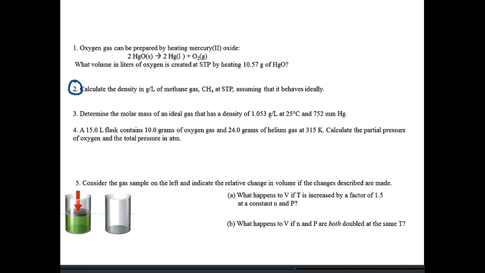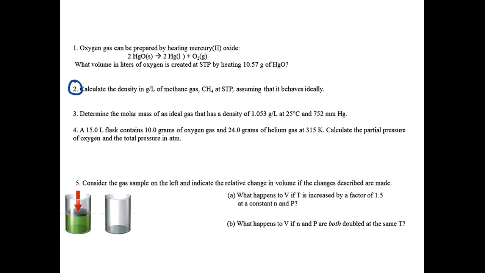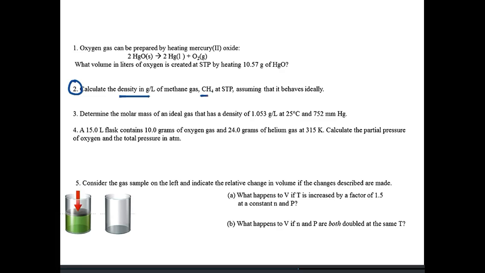Number 2, calculate the density in grams per liter of methane gas, CH4, at STP, assuming it behaves ideally. So that implies to you that you should be using the ideal gas law to answer this question. Now we're looking for grams per liter, and there are a few things we know about this. STP means 0 degrees Celsius, 273 Kelvin, and 1 atmosphere pressure. We also know that PV equals nRT. We also know the value for R. We also know that this is methane gas, which means we see the formula, which means we can also calculate the molar mass, grams per mole.